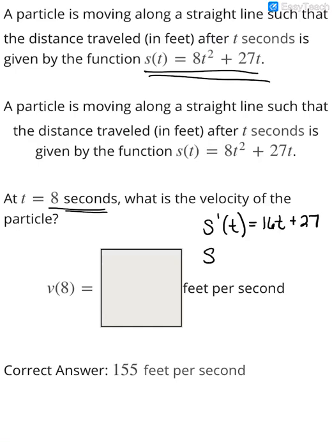And if they're specifically asking for the velocity at 8 seconds, you're going to plug in a t value of 8. So we would have 16 times 8 plus 27. And so 16 times 8 gives us 128. And when you add that to 27, you end up with the velocity of 155 feet per second.